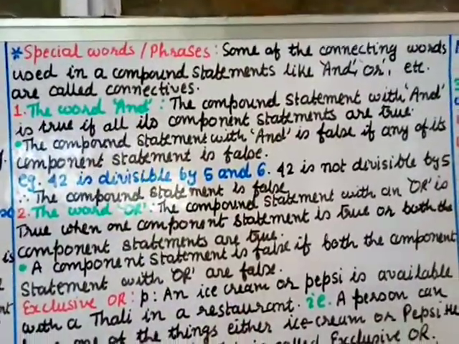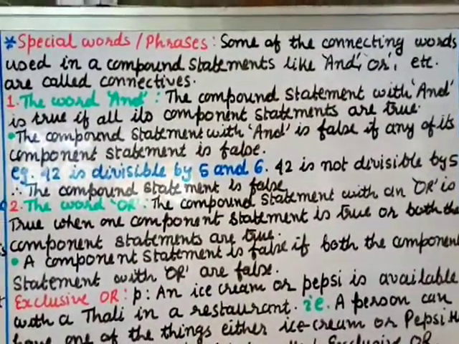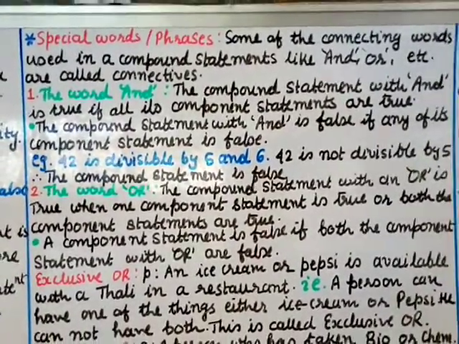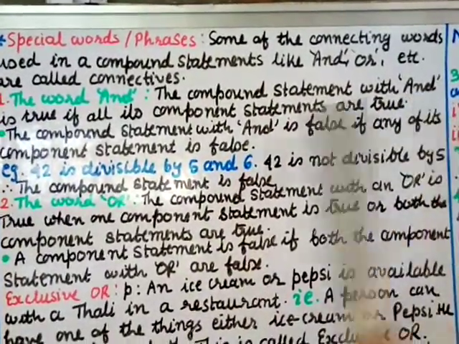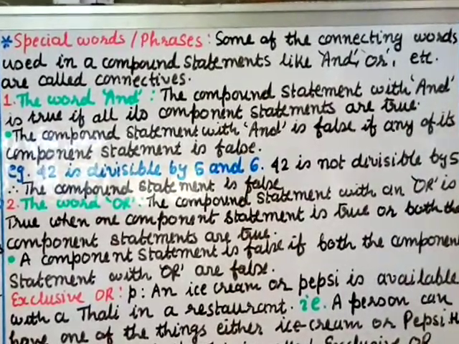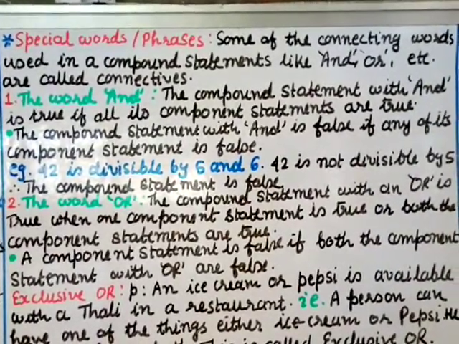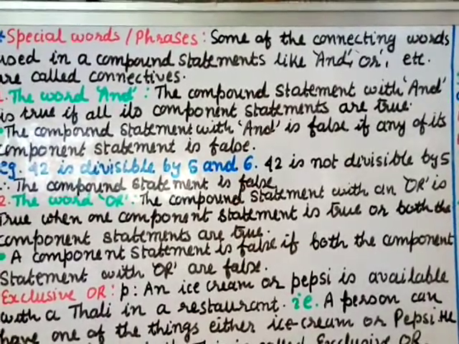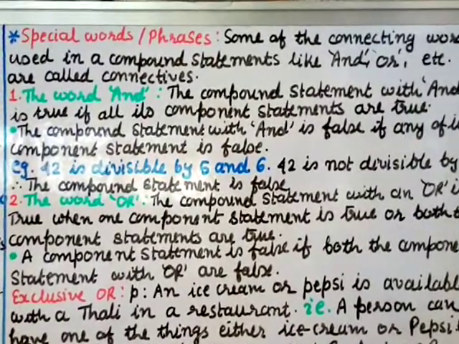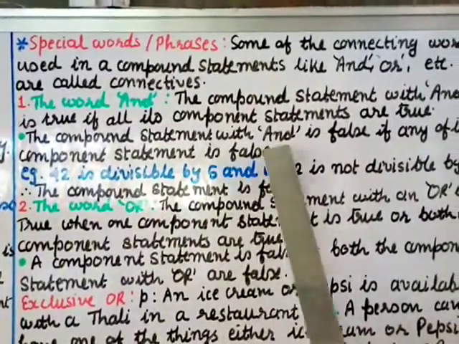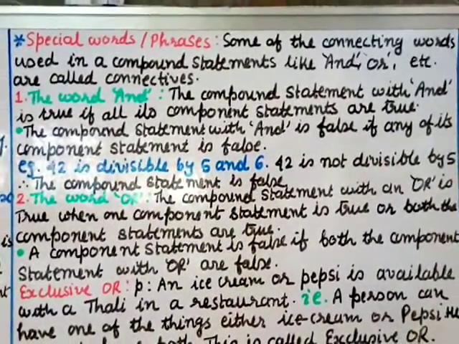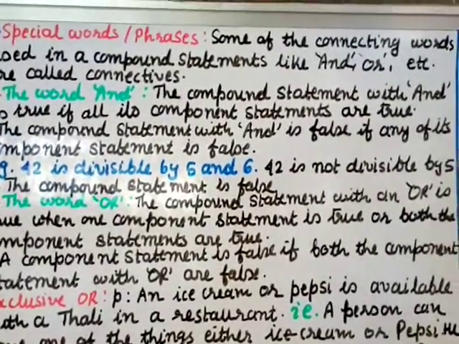The word and. Now we have some rules for when a statement with and or with or becomes true or false. The compound statement with and is true if all its component statements are true. So if you have a compound statement in which the connecting word is and, then that compound statement will be true if all the component statements are true. The compound statement with and is false if any of its component statements is false. Suppose one of them is false, then you can say that the compound statement is false.